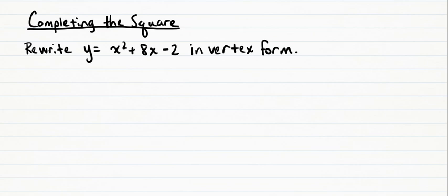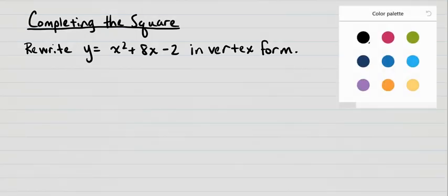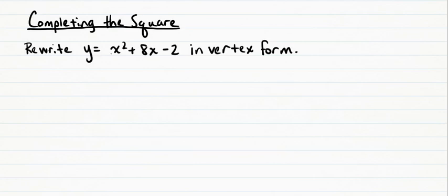Okay, our first example is to rewrite y equals x squared plus 8x minus 2 in vertex form. So we see that this is an equation of a quadratic relation given in standard form. And because we want to change into vertex form, we're going to use this process of completing the square. So when we complete the square, what we want to do is be able to rewrite these first two terms, so x squared plus 8x, we want to add a third term to that will make that trinomial, x squared plus 8x plus something, a perfect square trinomial.